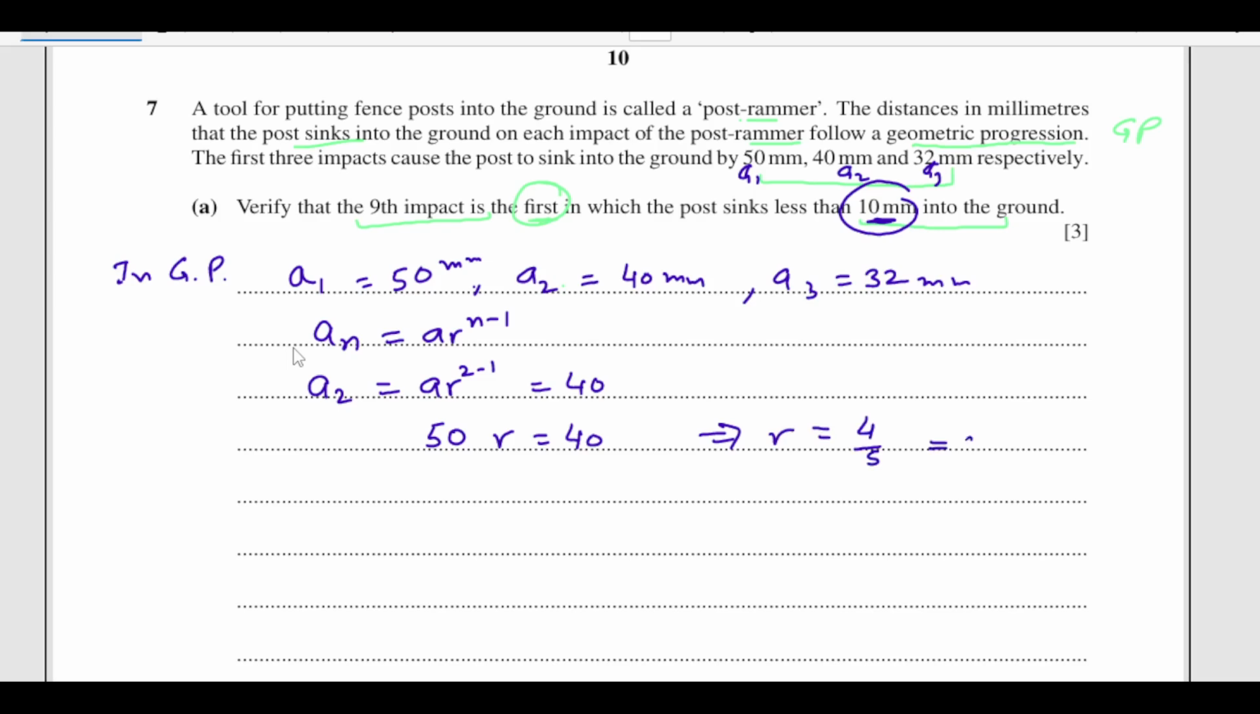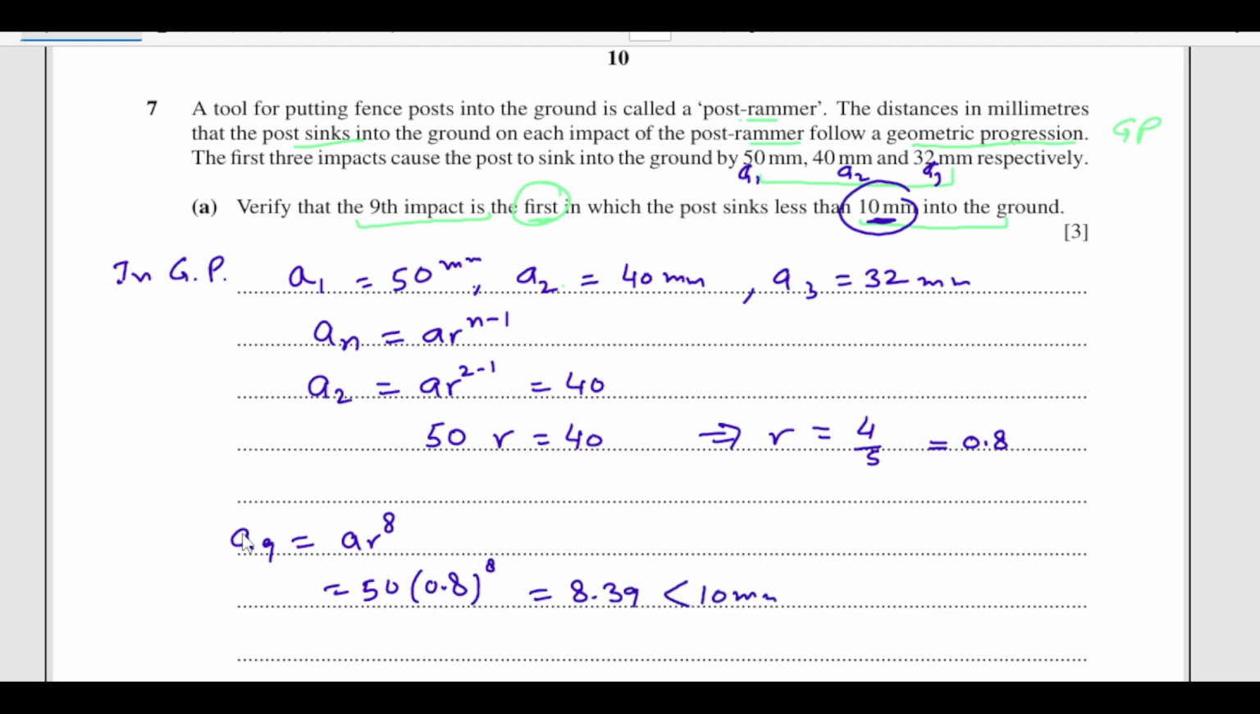Right, so it can be 0.8 also. Okay, so that is the value of R. We have A and R. Now we can find out the other things. So now we are looking for the 9th term. Let me write down, the A9 term is A R^8, right? A is 50, R is 0.8 power 8. So when you calculate this, it comes out to be 8.39, which is less than 10.